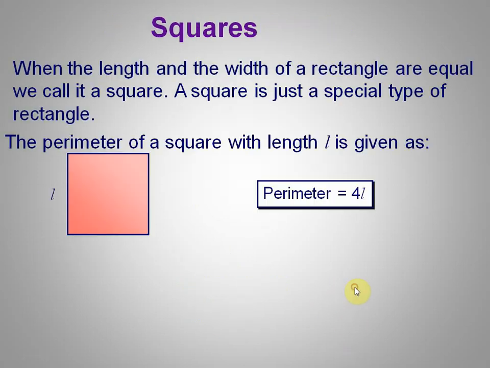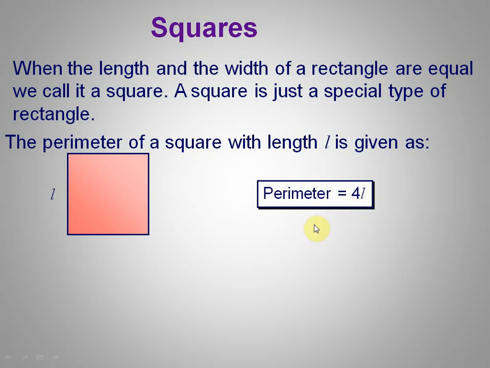Next is the square. A square is a shape in which all four sides are equal. When we talk about the perimeter of the square, it becomes 4L. 4L means we have to add all four sides: side 1, side 2, side 3, side 4. Each side has length L. So when we add L plus L plus L plus L, 4 times L becomes 4L.